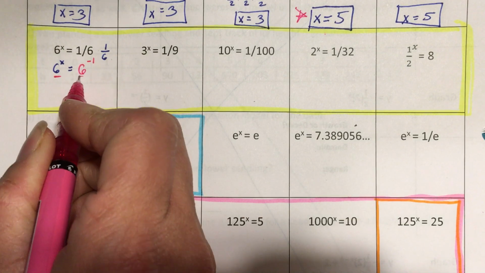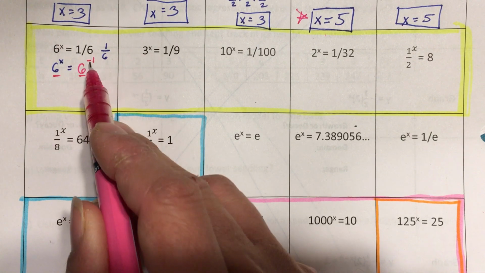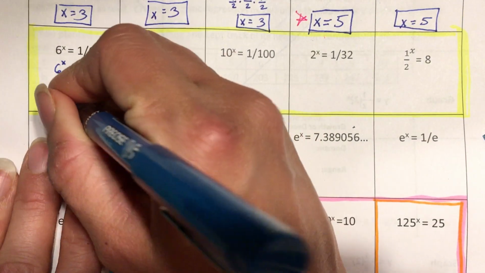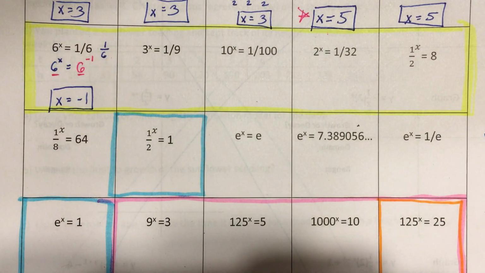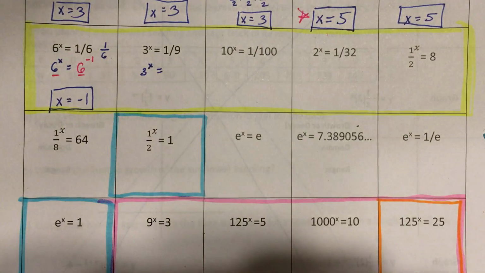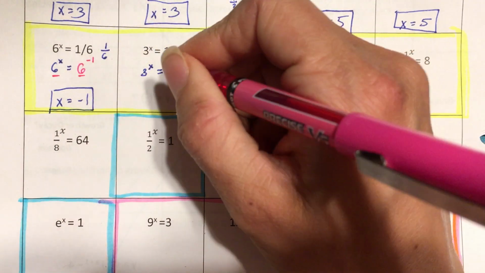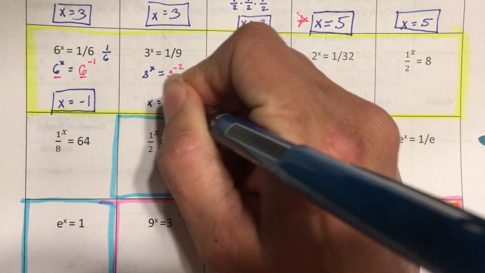So now I have base 6 on both sides, and the reason why 6 to the negative 1 is equal to 1/6 is that negative 1 gives that 6 a bad attitude and sends it to the downstairs of a fraction. So then x would be equal to negative 1. On this next one, we have 3 to the x equals 1/9. So focusing in on the fraction's denominator, how can we write 9 as base 3? Well, 9 would be 3 squared, so 1/9 would be 3 to the negative second. So x would be equal to negative 2.